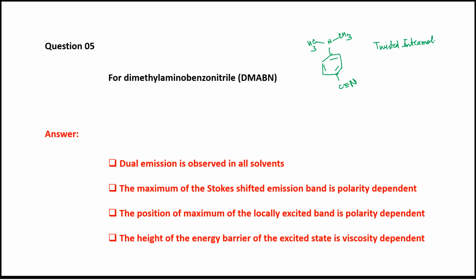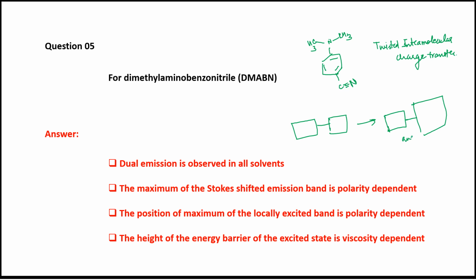Now there is one process that is associated with DMABN, which is widely studied, that is twisted intramolecular charge transfer. That is, in the normal conditions, the molecule is not polar, the molecule is planar. In the excited state condition, it will turn out to be like this. Say it is perpendicular to it. Okay. The two have an angle of 90 degrees. Okay.